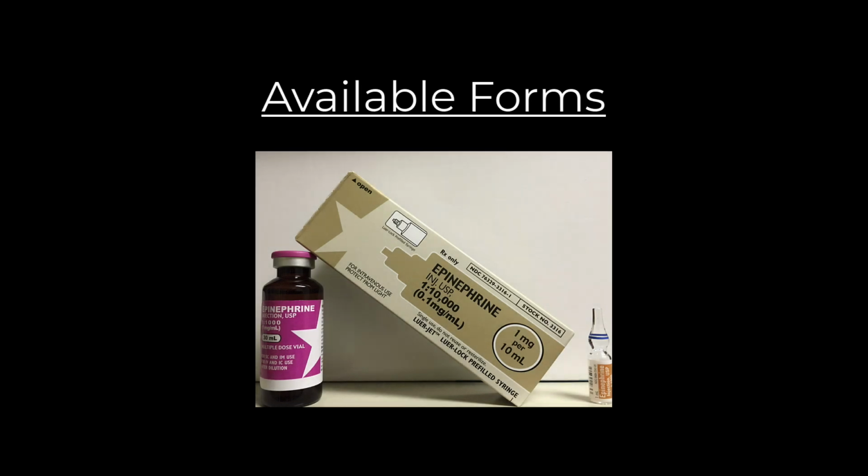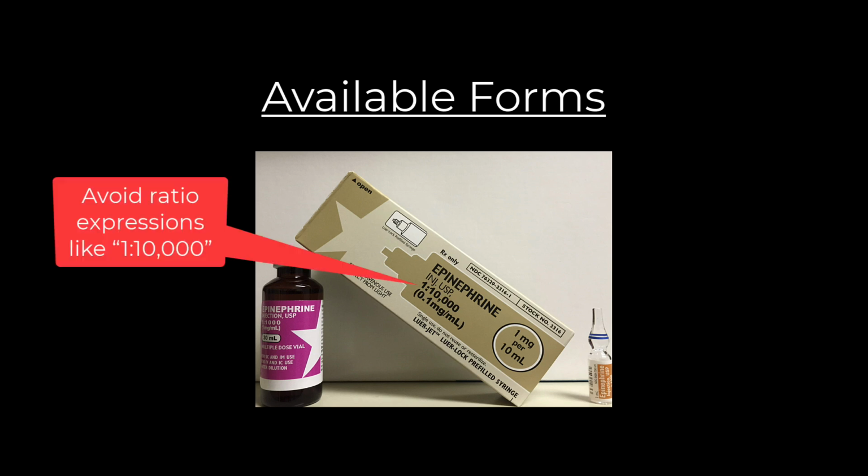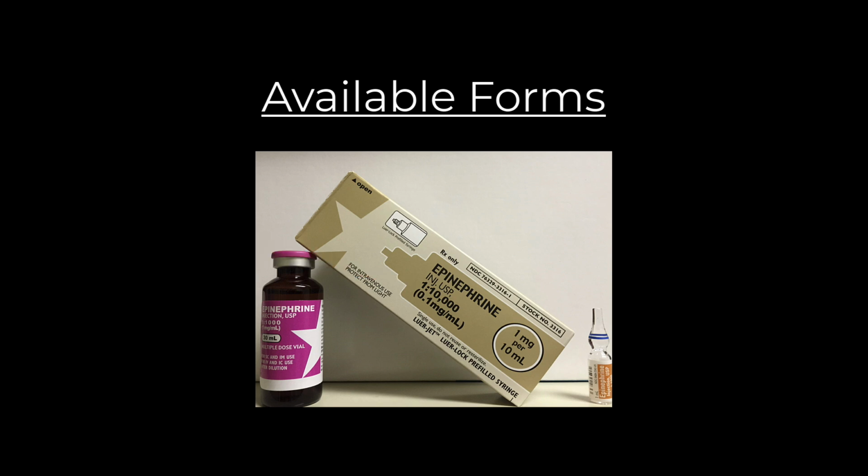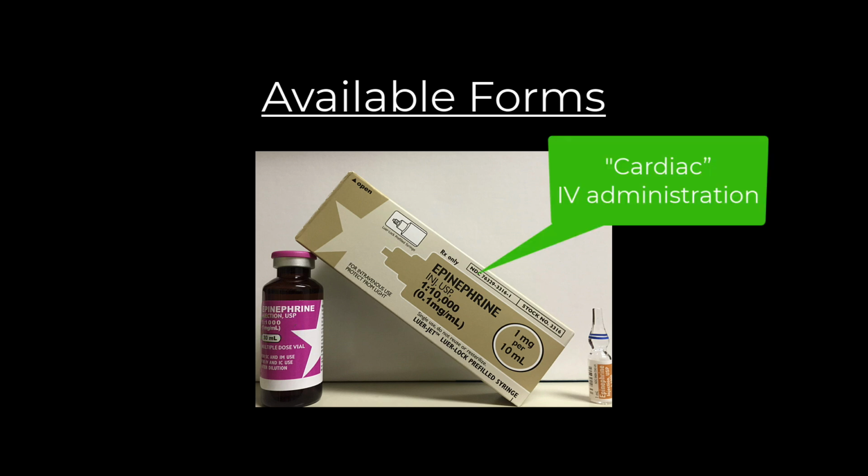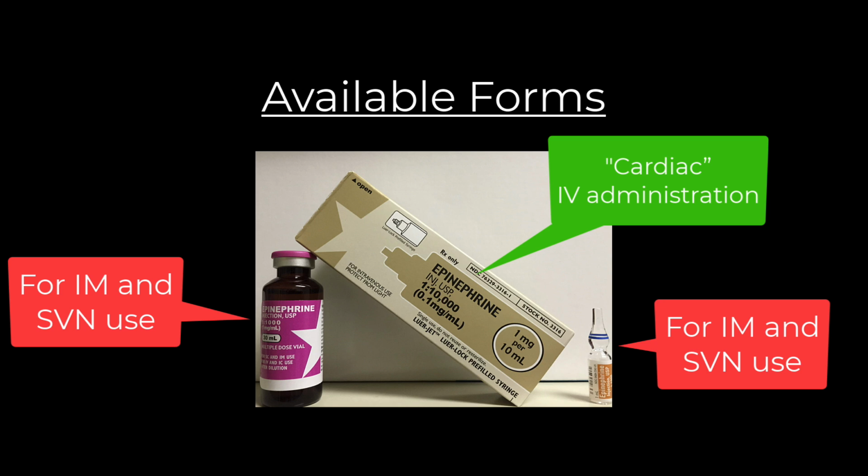Epinephrine comes in two concentrations. We used to refer to them by their ratio expressions of 1 to 10,000 and 1 to 1,000. However, in order to attempt to reduce medication error, we now only refer to them by their mass dose in milligrams per milliliter. So the 1 to 10,000, or what we loosely call code epi or cardiac epi, is in a concentration of 0.1 milligrams per milliliter, and the 1 to 1,000 variety is 1 milligram per milliliter. Generally, most agencies are carrying cardiac epinephrine along with two sizes of the 1 milligram per milliliter concentration, 1 milliliter single-use vials as well as 30 milliliter multi-dose vial.